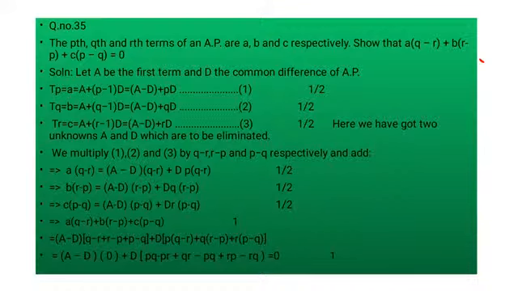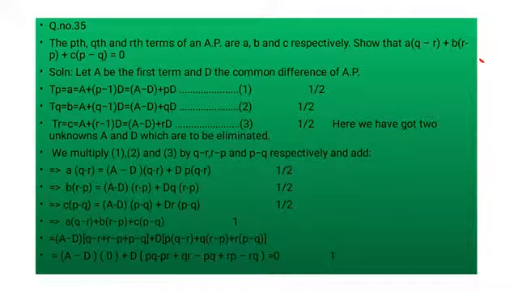Next question is 35. The pth, qth and rth terms of an AP are a, b and c respectively. Show that a(q minus r) plus b(r minus p) plus c(p minus q) is equal to 0.